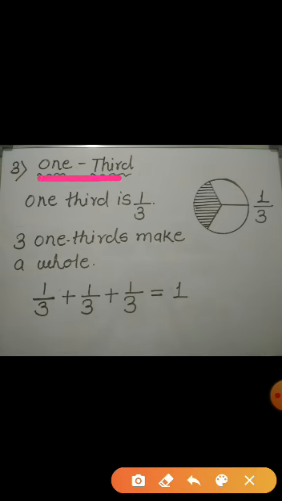Now what is 1/3? 1/3 is 1 upon 3. When one whole is divided into 3 equal parts, each part is called 1/3. Here in the given circle, one part is shaded out of 3. So we write this in terms of fraction as 1 upon 3. And there are total 2 parts which are unshaded, which we write as 2 upon 3. Now how many 1/3 make a one whole? 3 1/3 make a one whole. 1 upon 3 plus 1 upon 3 plus 1 upon 3 is equal to 1.